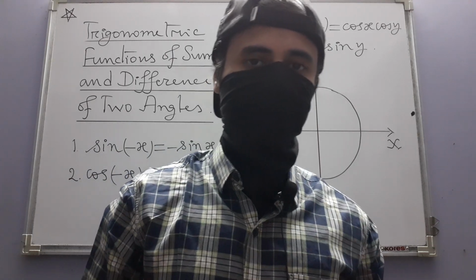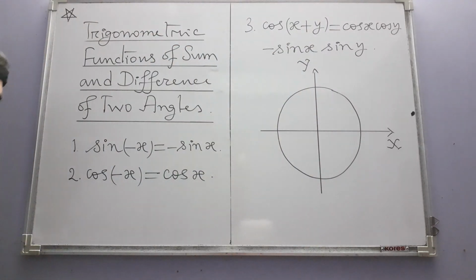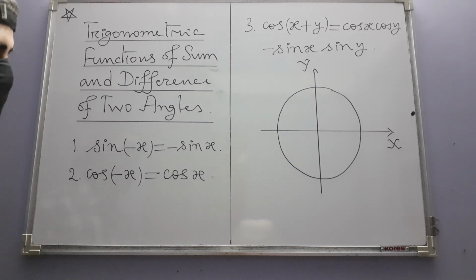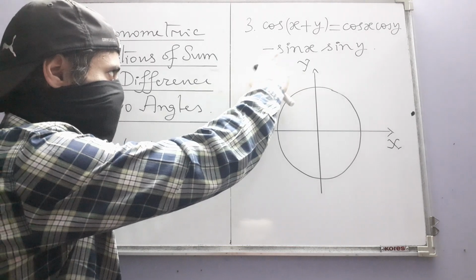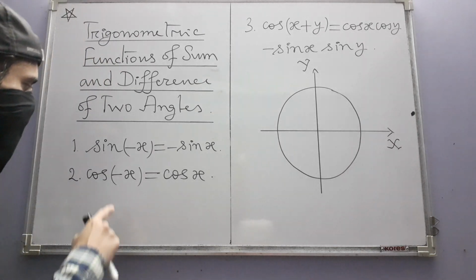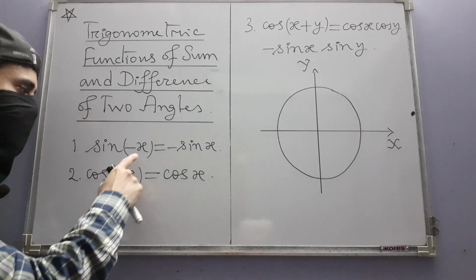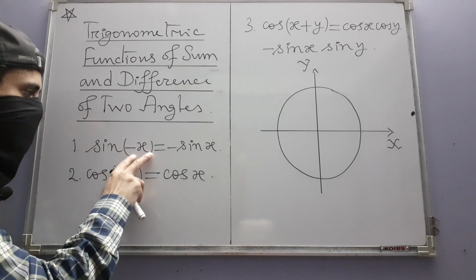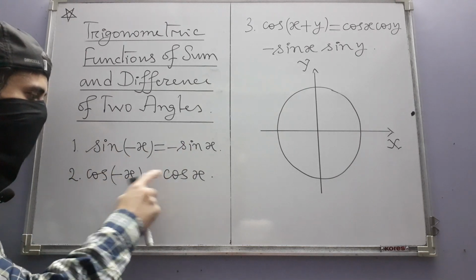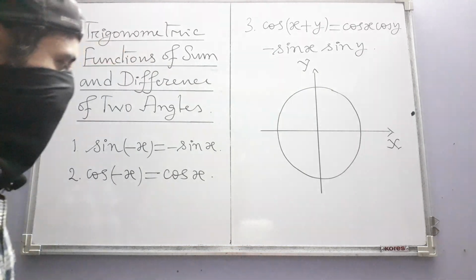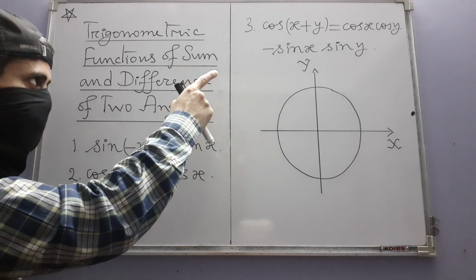So next is the trigonometric functions of sums and differences of angles, two angles actually. Now, before we see how to prove this result, let us recall something that we have already seen. Namely, these identities: no matter what x is, any real number, sine of minus x is minus sine x, and cosine of minus x is the same as the cosine of x. So we will need these two identities to prove that one.